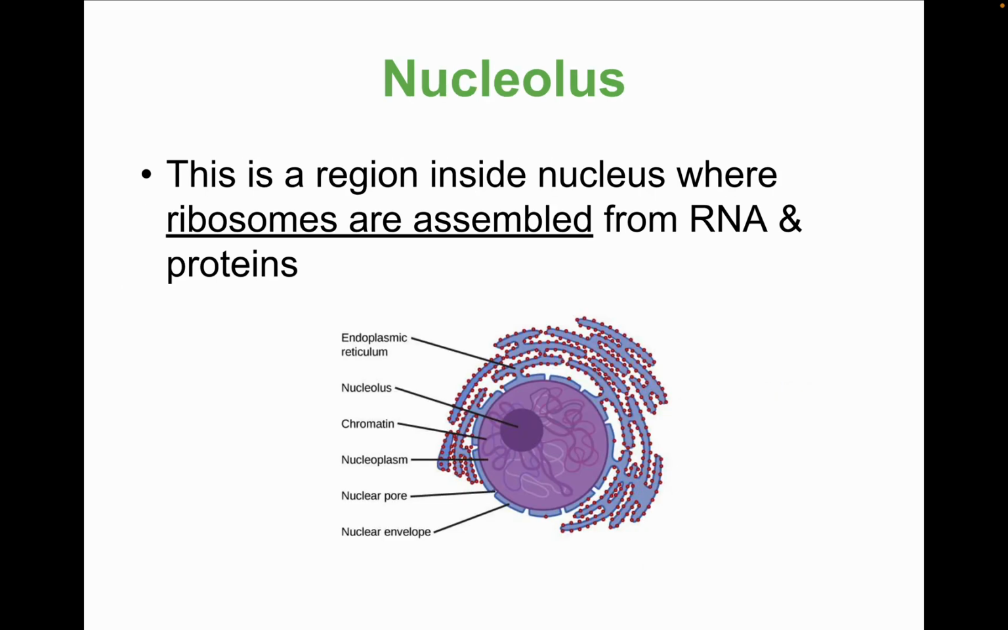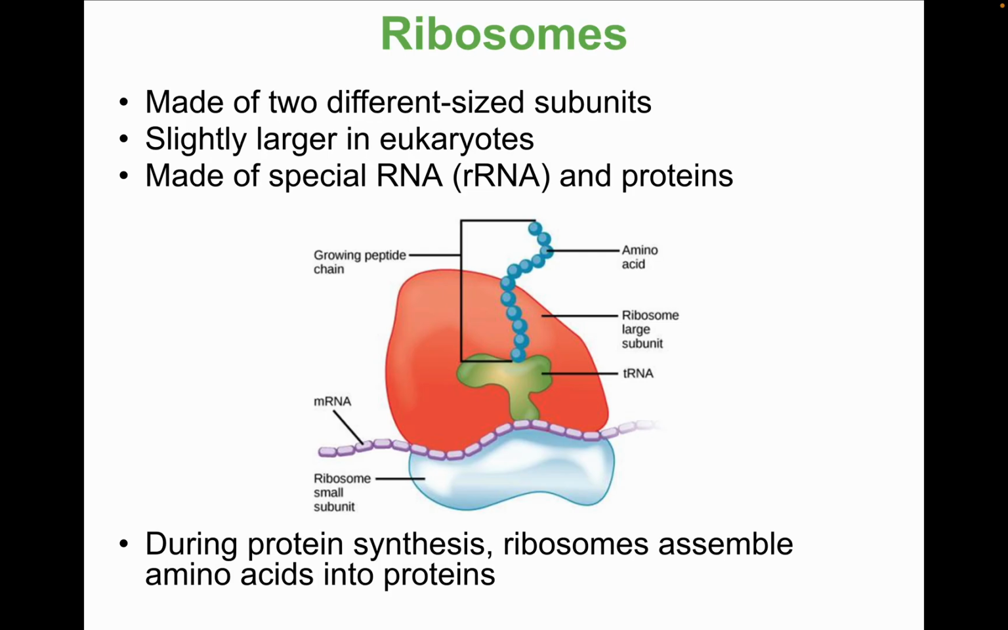So the nucleus contains an even smaller nexus called the nucleolus. The nucleolus is a region inside the nucleus where ribosomes are assembled from RNA and proteins, which we will mention in the rest of the slideshow. So keep an eye out for ribosomes.